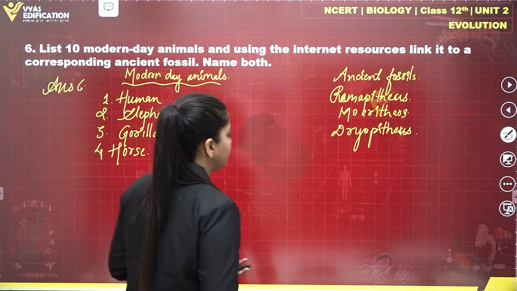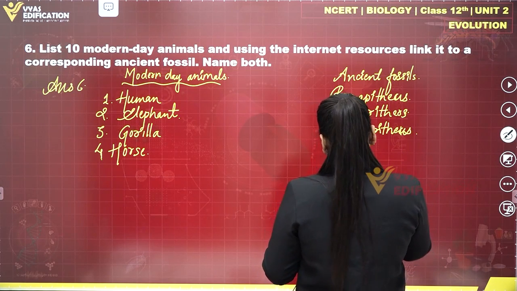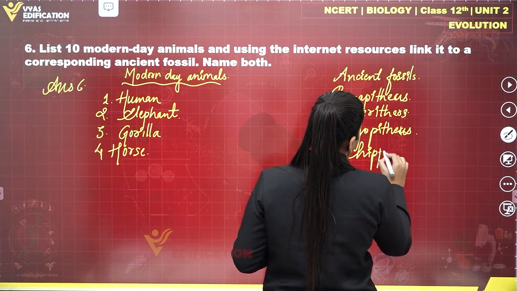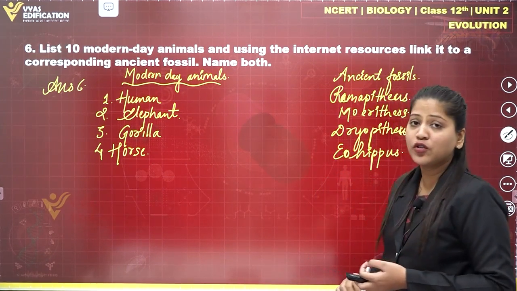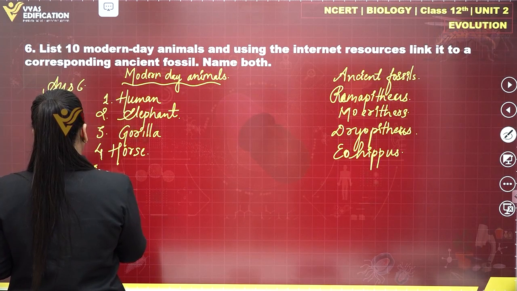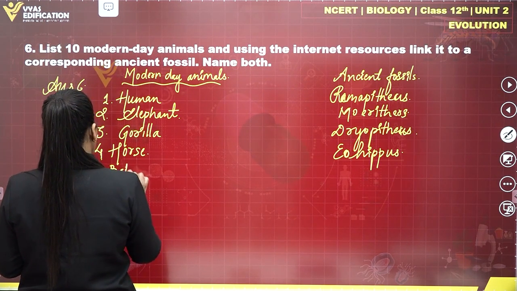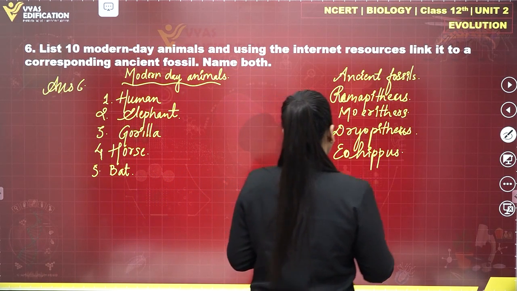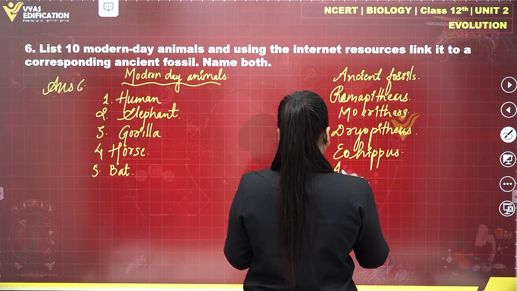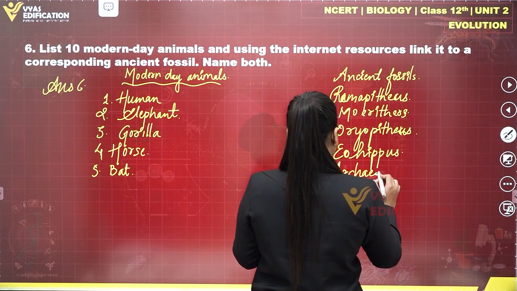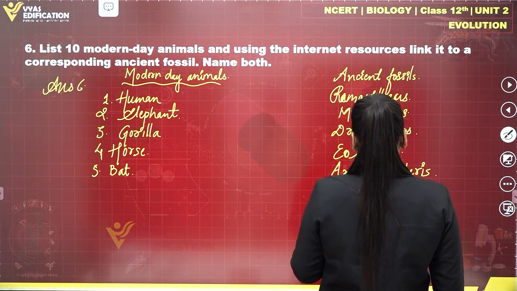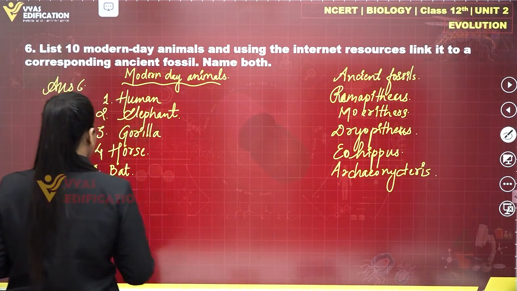Then next, if we talk about the fourth one, let's suppose we talk about horse. For horse, we have ancient fossil as Eohippus. Eohippus is the ancient fossil for modern day horses, right? Next, if we talk about the fifth one, then we have bat, which is a modern day animal. Then the ancient fossil for bat is Archaeonycteris. Archaeonycteris is the ancient fossil for bat.